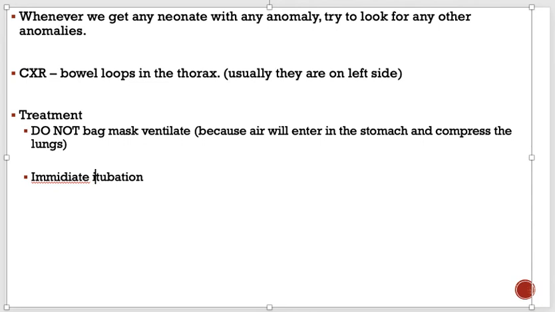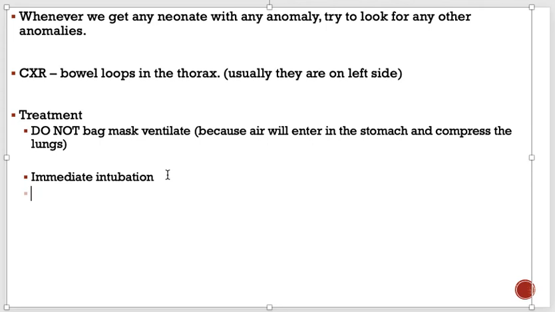So you know what intubation is? I talked about this in the class already. Intubation is endotracheal intubation, in which we put the endotracheal tube directly inside the trachea, right? So always intubate directly.